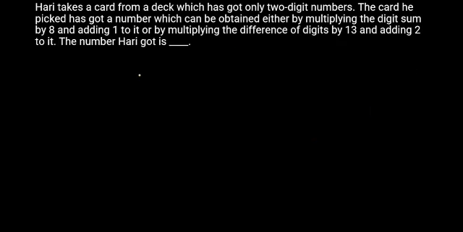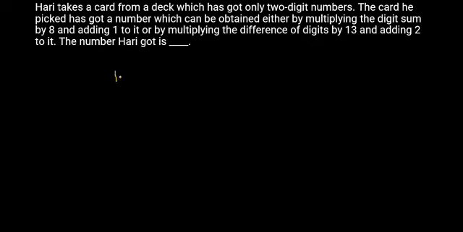Now Hari takes a card from a deck which has got only 2-digit numbers. The card he picked has got a number which can be obtained either by multiplying the digit sum by 8 and adding 1, or by multiplying the digit difference by 13. Now let us assume what they are saying.